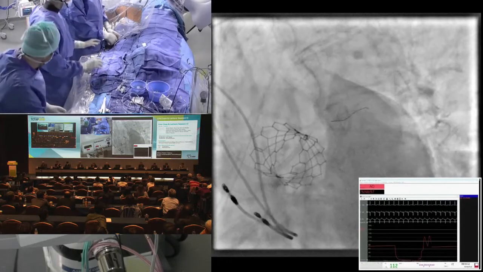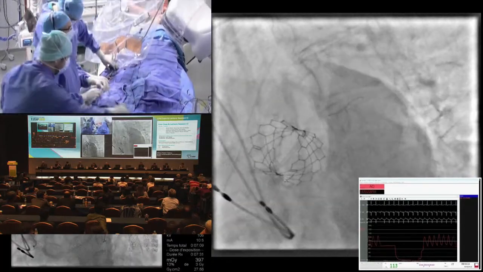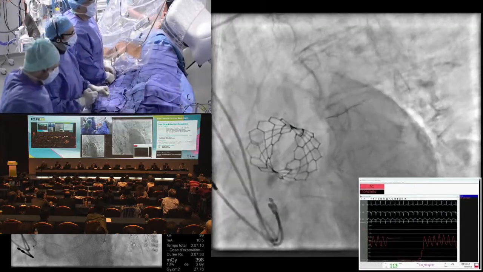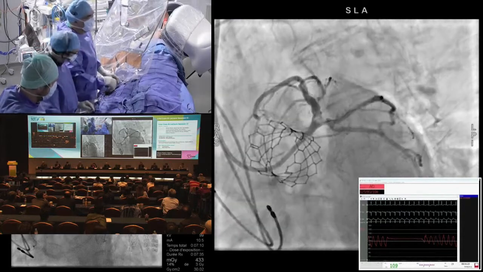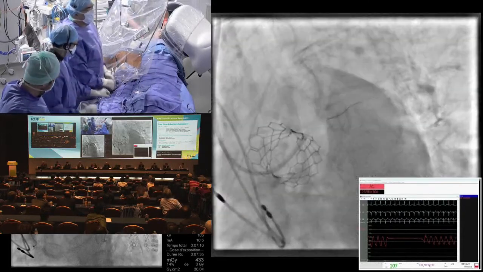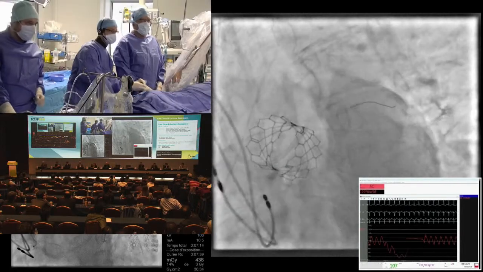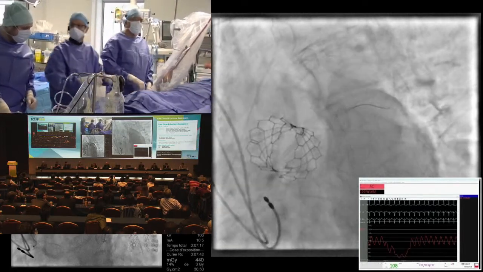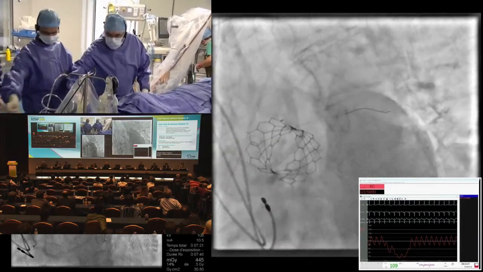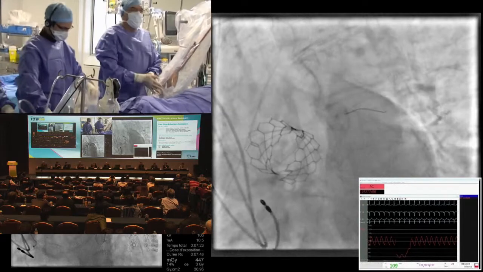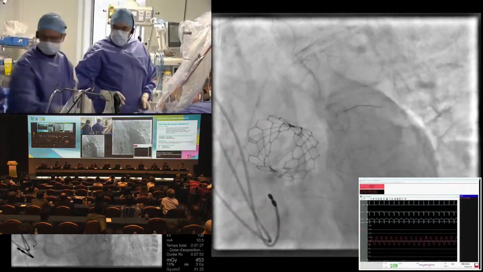Now we will look at the pressure. Pressure is good. And now we take a view. Okay, Benjamin? Okay, that's fine. So now what we can do is advance the wire in the distal vessel. And we take a second wire for the LAD. When the second wire is in the distal LAD, we will remove the LCX wire because, of course, we cannot rotablate with a side wire.